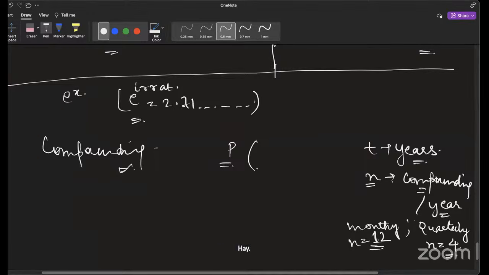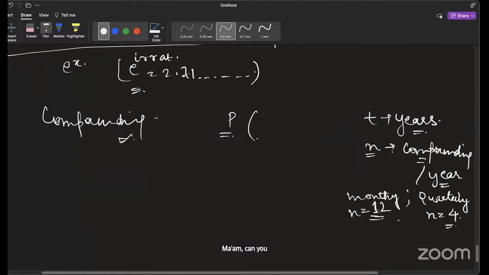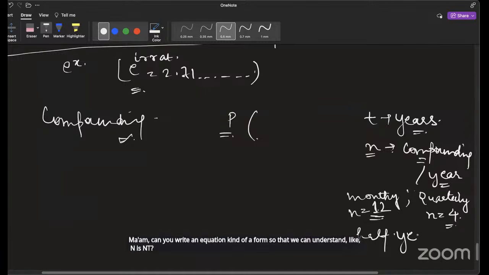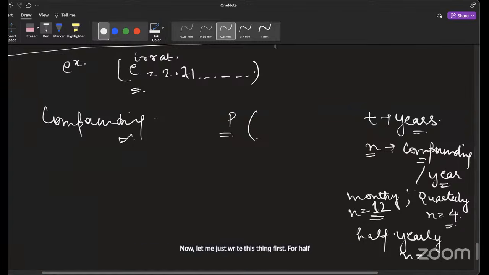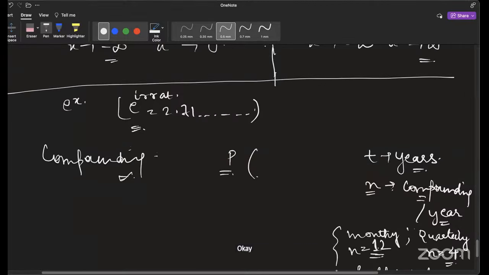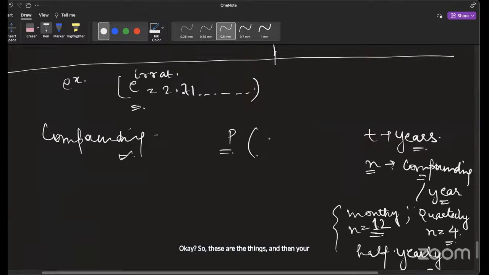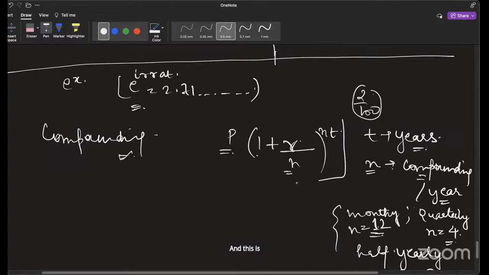Ma'am, can you write an equation so that we can understand what n is? Let me just write this first. For half yearly, your n is 2. Okay, so these are the things. And then your equation is (1 + r/n) to the power nt, so if you're taking the rate as a fraction like 2/100, then you don't need to include 100. Otherwise, you should write 100 here. And this is nt, so this is after t years.